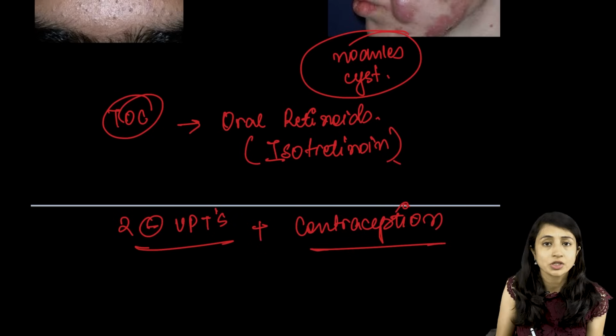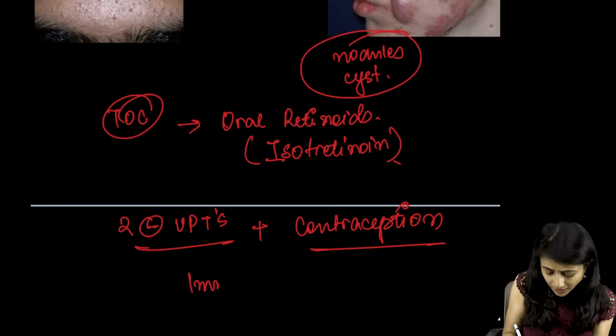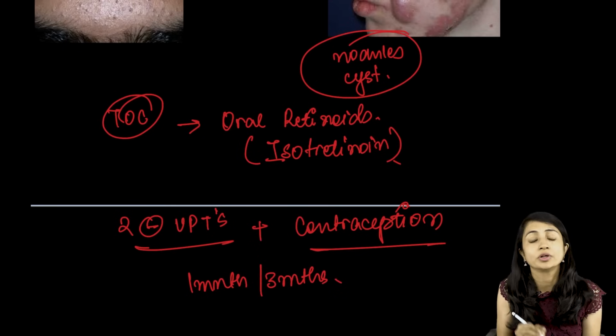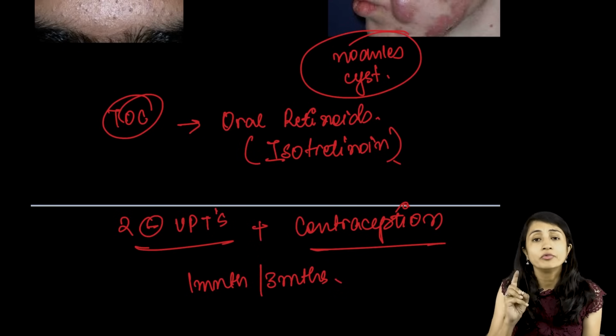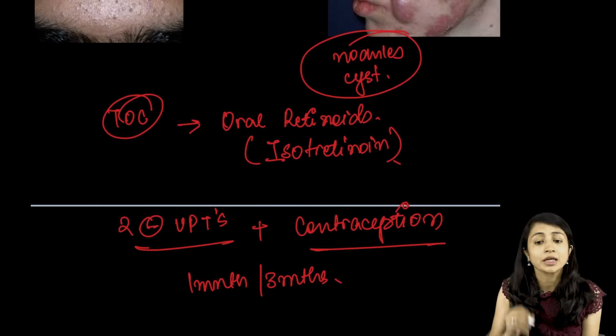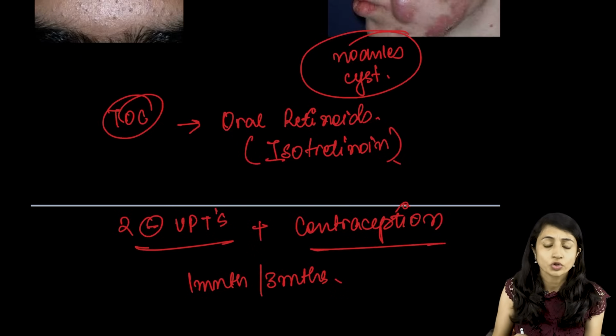After stopping isotretinoin, patient may conceive. Some people say 1 month, some people say 3 months after stopping isotretinoin. So, a woman in childbearing age group, if presenting with nodulocystic acne, can be given oral isotretinoin with due precautions.